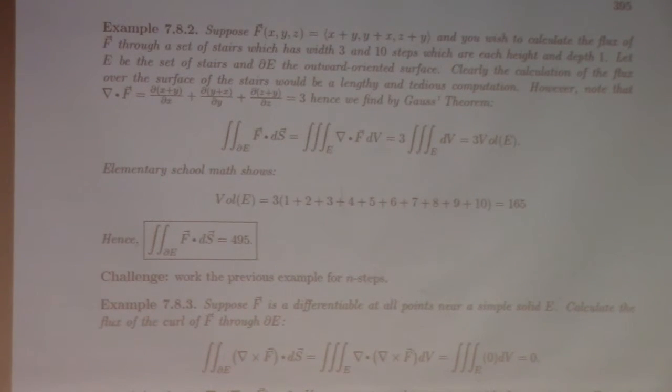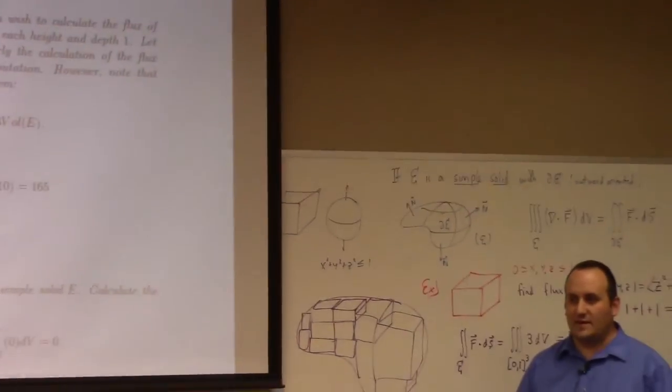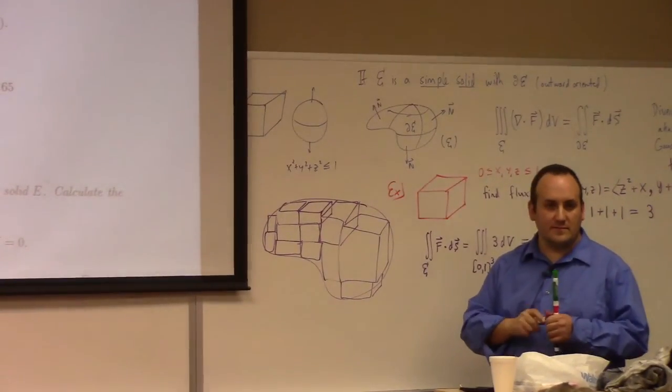The argument is almost the same as Green's theorem, as Stokes' theorem, in terms of parsing it into sub-objects which have interior faces which cancel out. You might expect that this could be done in n dimensions. You would be right.